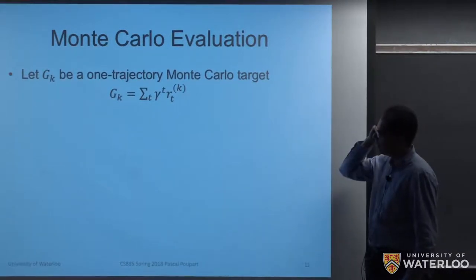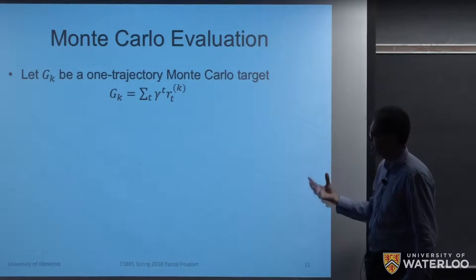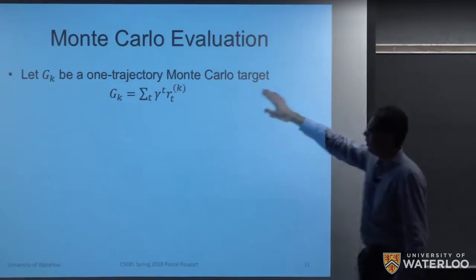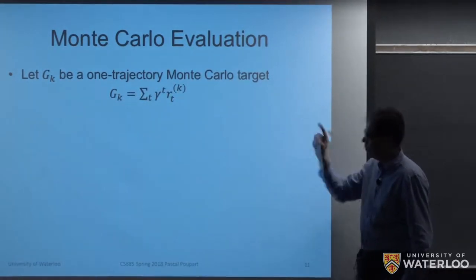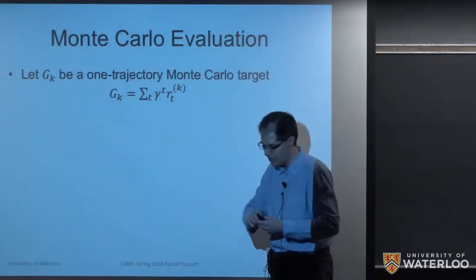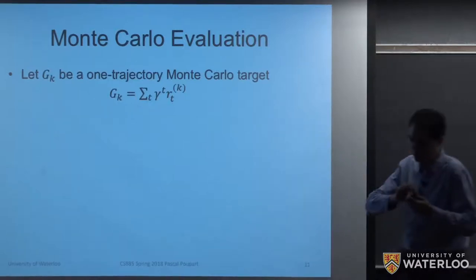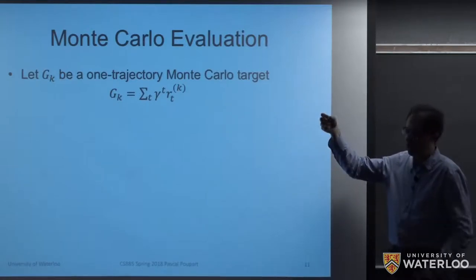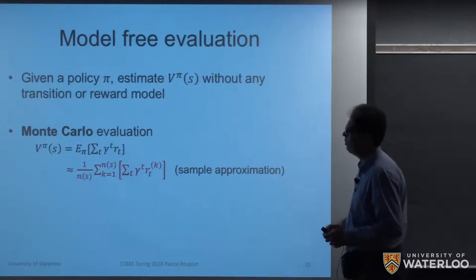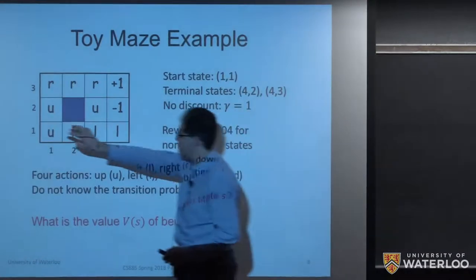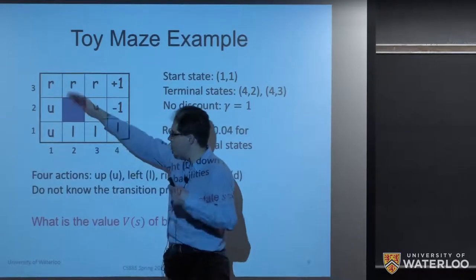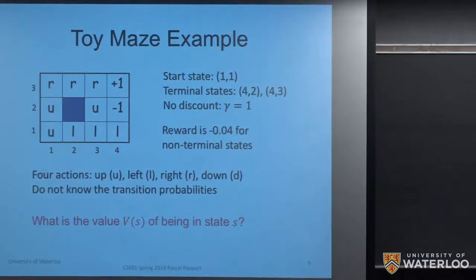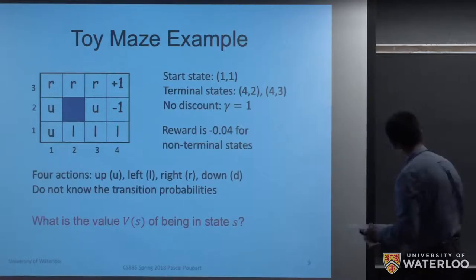Okay, so let's look more carefully at the Monte Carlo evaluation technique. So here I'm going to define GK to be just one trajectory of the Monte Carlo target. So what I mean by one trajectory is that I'm in the maze and I'm going to execute the policy once, just going through the maze until I reach a terminal state. So either the plus one or the minus one state. So let's just go back. So here's our maze. I start, let's say, in this state here, and now I'm going to execute my policy and then simply observe what are the rewards that I obtain. Okay, and then just to make it concrete, let's write down an example here.